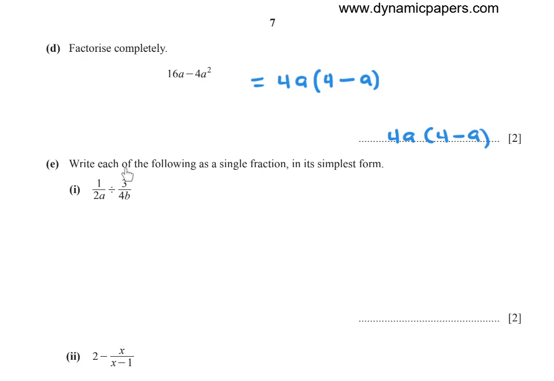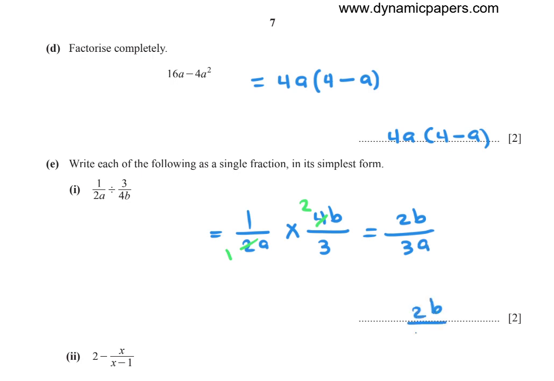For E, write each of the following as a single fraction in its simplest form. 1 over 2a divided by 3 over 4b. So equals 1 over 2a, and divide will be multiply, and find the reciprocal of the second fraction. So 4b over 3. You can simplify: divide by 2 equals 1, divide by 2 equals 2. So now multiply the numerators together. 1 times 2b equals 2b. A multiplied by 3 equals 3a. So 2b over 3a.